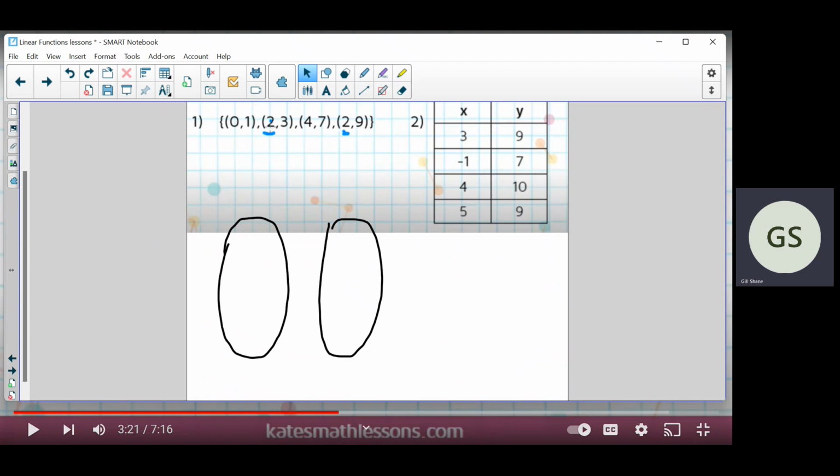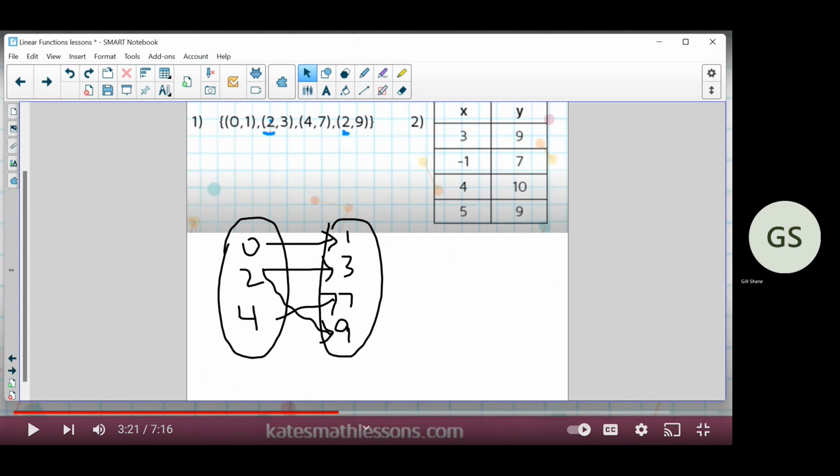Again, X's will be on the left, so I have 0, 2, and then 4. I don't write 2 twice because I'm going to use lines to show that 2 gets used twice. And then I could use 1, 3, 7, and 9. So the 0 goes to the 1. So I would show that with an arrow. The first data set with 2 is 2, 3. 4 goes with 7. But then 2 again comes down here and goes with 9. You get the point, hopefully.